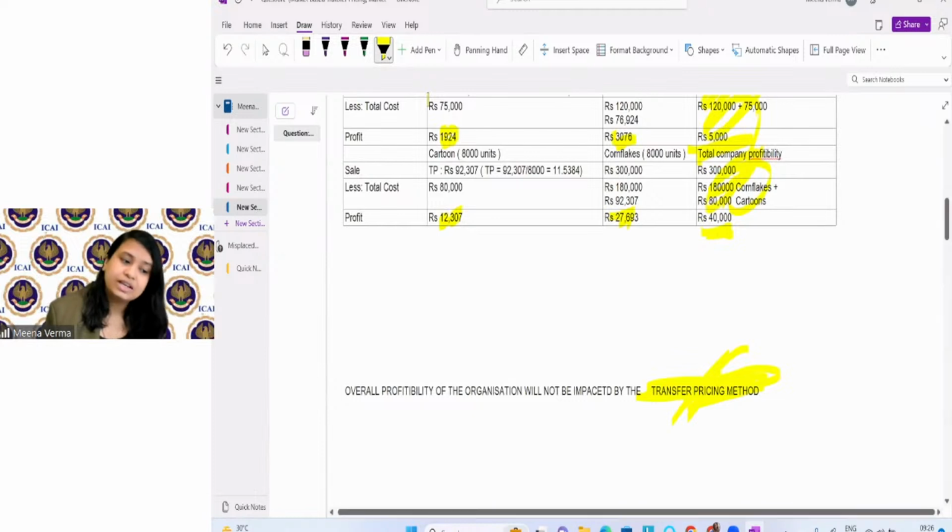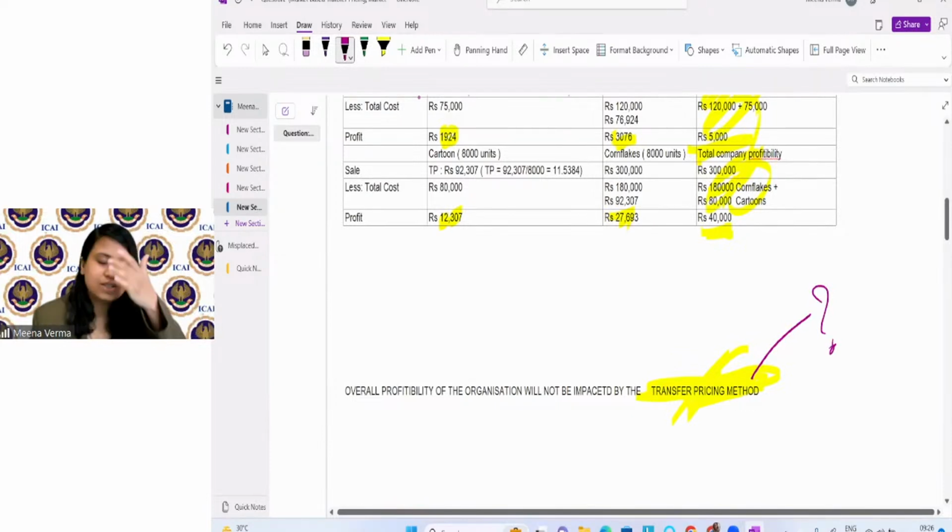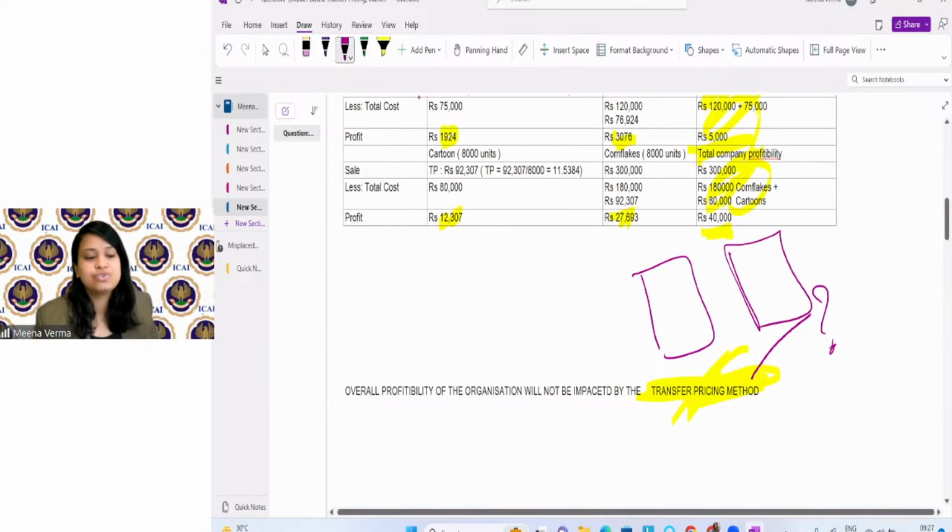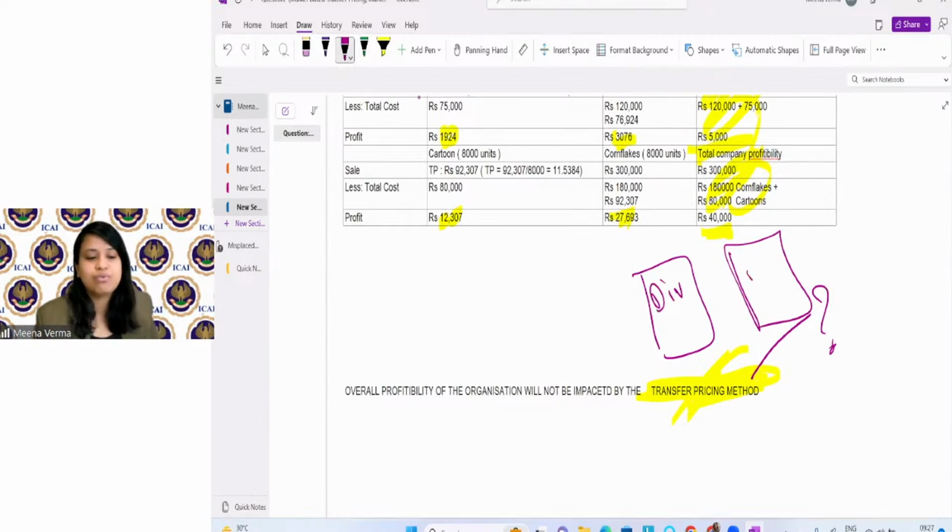तो फिर फायदा क्या है? What is the use of using transfer pricing? We use the transfer pricing method to find the profitability of each division, right? We want to find out the profitability of each division, right? Why? Because on the basis of the profitability of each of the divisions, what happened?